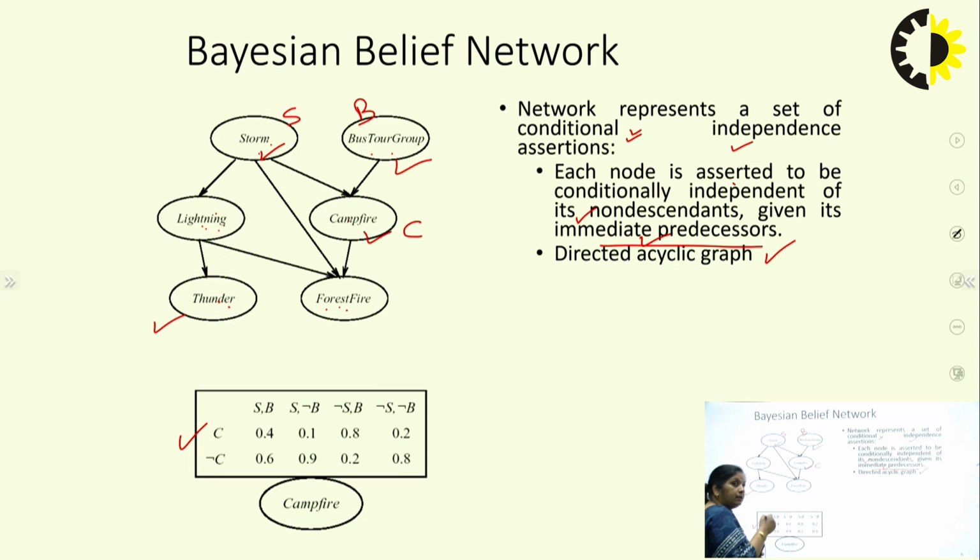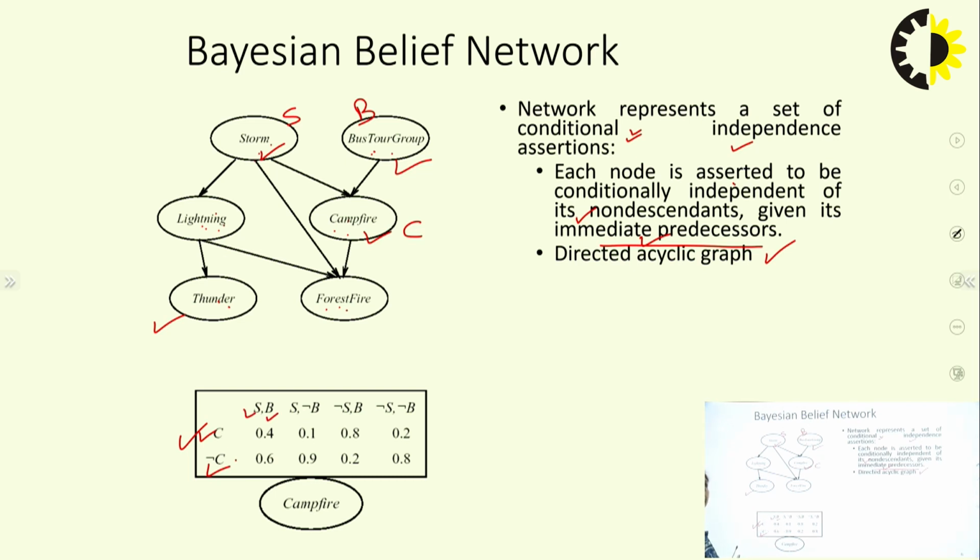So what will the table present? Each node will have its probability table. What is the variable here? What is the node? The node has the variable campfire. So C or not C, it is occurring, or probability of campfire or probability of not campfire. What is that? The value depends on its predecessors. What are the immediate predecessors? Storm and bus tour group, which we are representing with S and B. So one chance is that both are true.